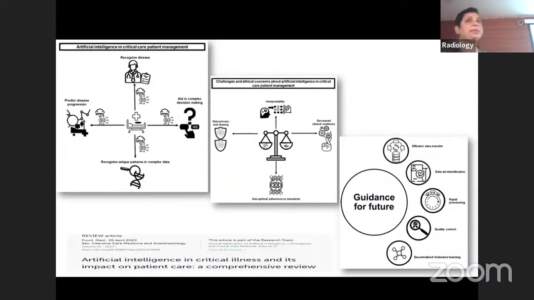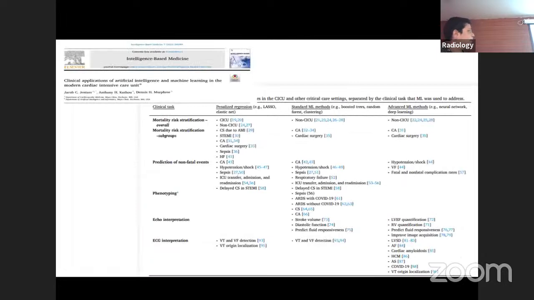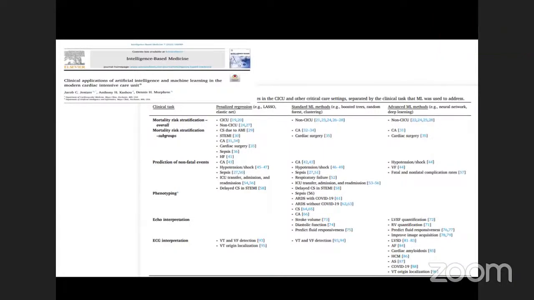Then artificial intelligence, that is the buzzword. Everybody talks about AI. It is being used even in critical care units. It is being used increasingly, starting from mortality risk stratification, then prediction of non-fatal events, to phenotyping, to echo interpretation, to ECG interpretation. All this they're already using it. So why I put this slide?